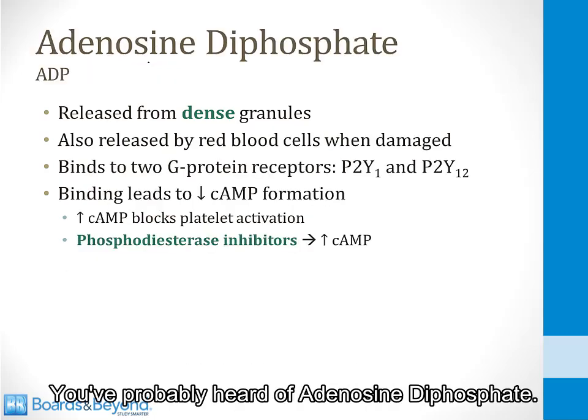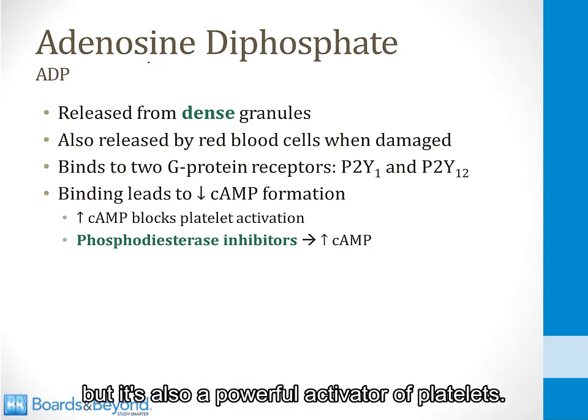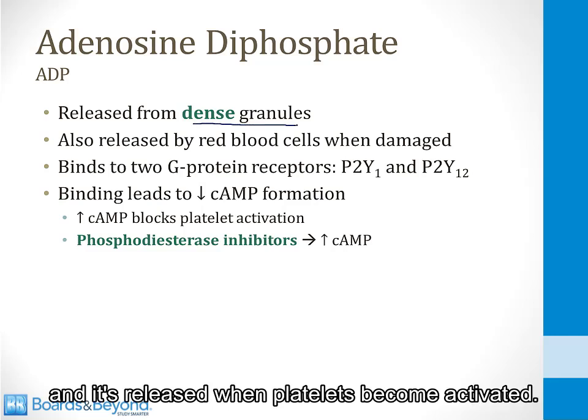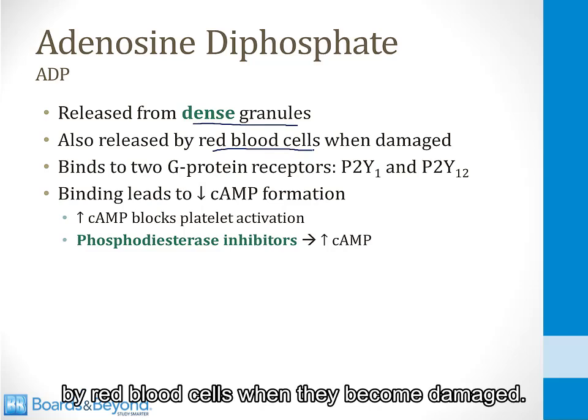You've probably heard of adenosine diphosphate. It's used to make ATP in metabolism, but it's also a powerful activator of platelets. It's stored in the dense granules, and it's released when platelets become activated. It's also released by red blood cells when they become damaged.